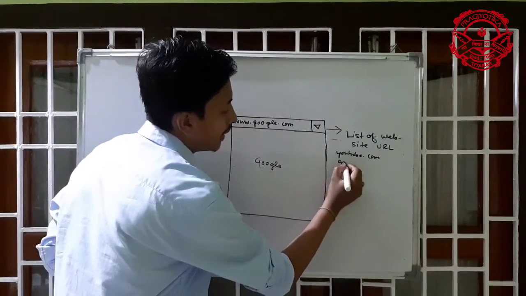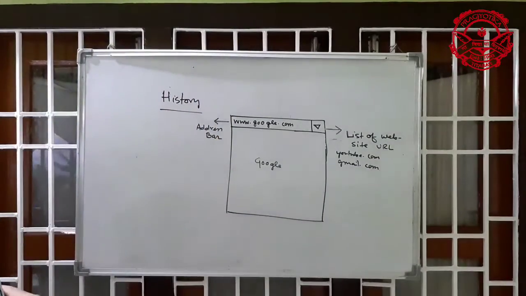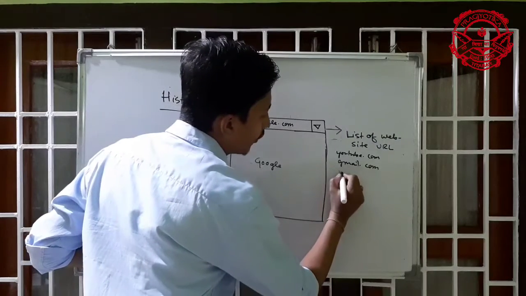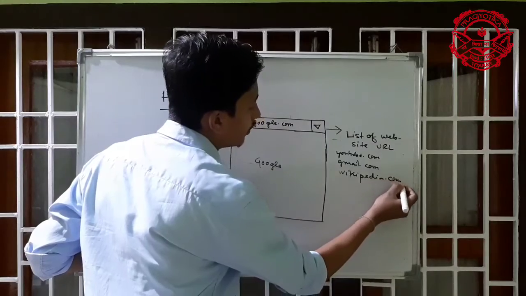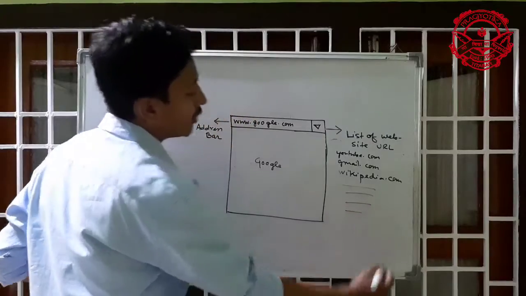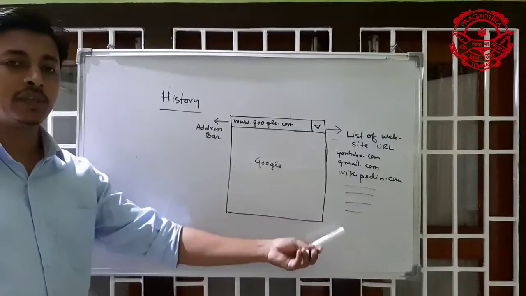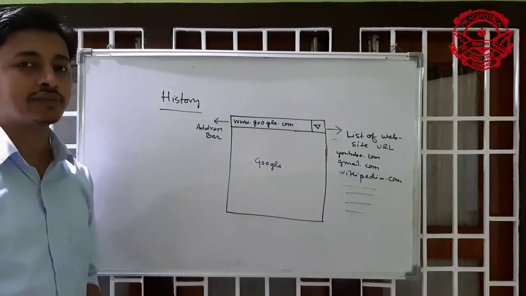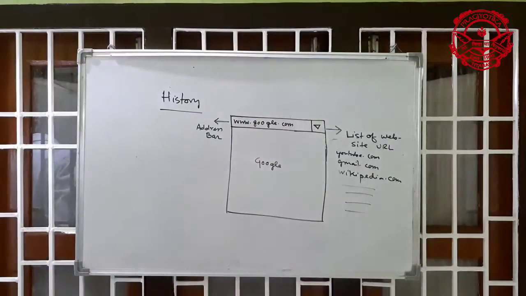say gmail.com, and for example wikipedia.com. So this is the list of URLs. A lot of URLs will be available when you click on the down arrow list. These are called history, because these websites are already visited. This is called the history list.